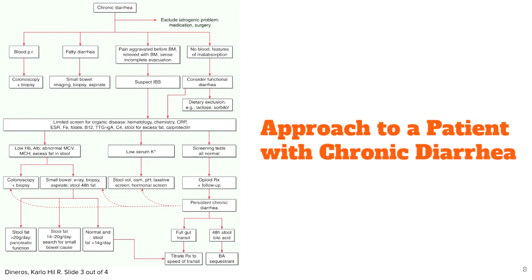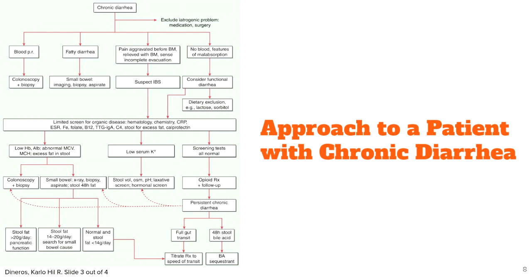If the patient explains that he has fatty characteristics of diarrhea, you might want to investigate the small bowel through imaging, biopsy, and aspirations. If the patient mentions pain before a bowel movement that is relieved after the bowel movement, you might want to suspect irritable bowel syndrome. And if the patient has no blood or features of bowel absorption, you might want to consider more of a functional cause of the diarrhea.